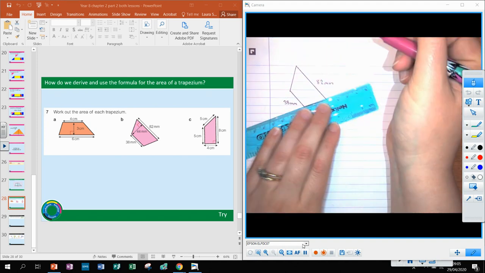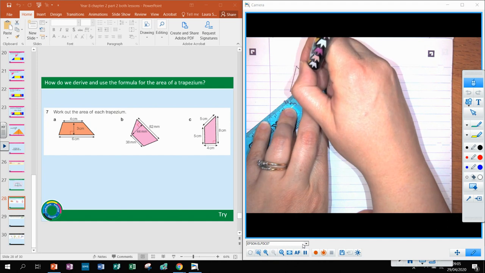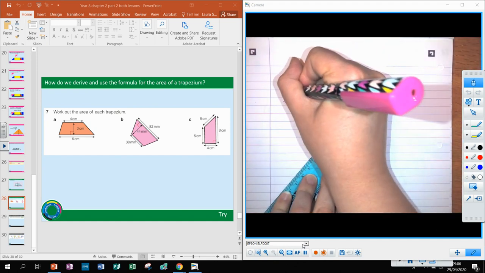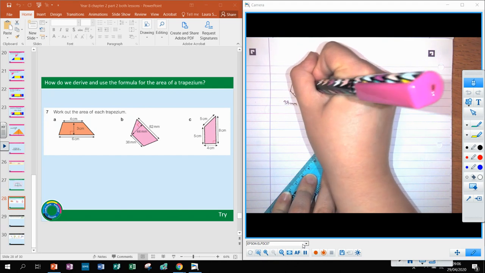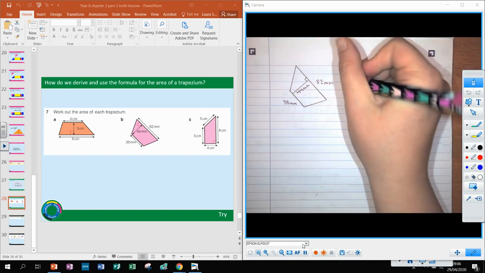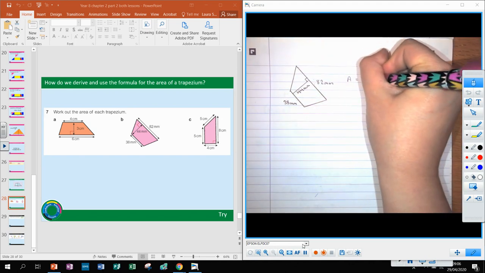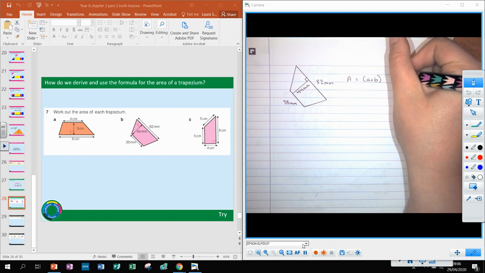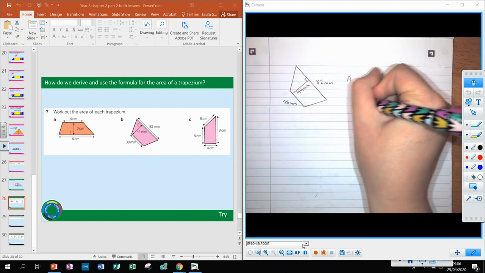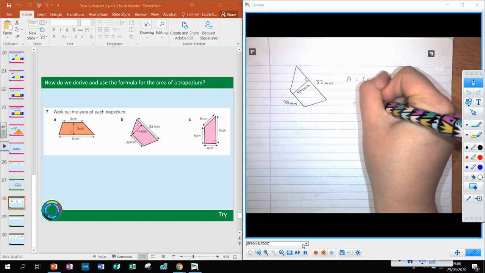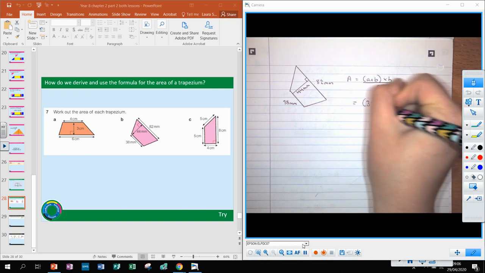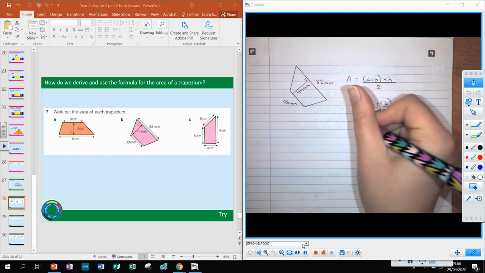And connect that. All right, and we can see that they've shown us that this is the perpendicular height because they've shown us it's perpendicular, and that is 44 millimeters. Okay, so we've got A, B, and our height. So the area is going to be A plus B times the height, all divided by 2, which is going to be 38 plus 82 times the 44, all divided by 2.